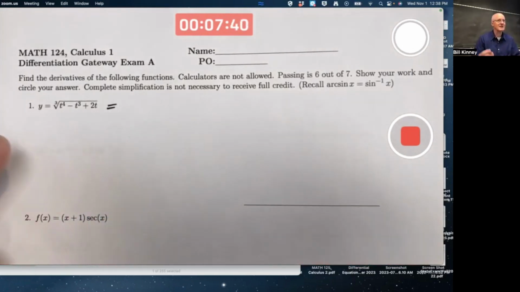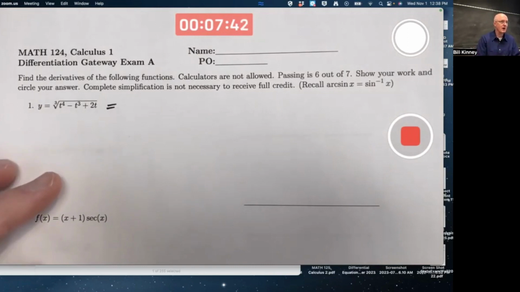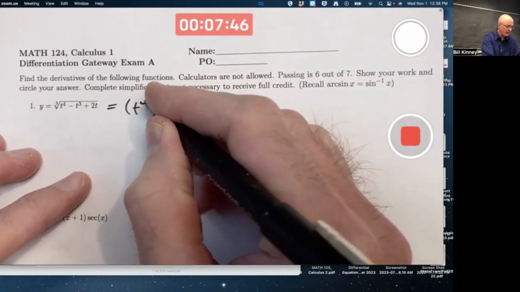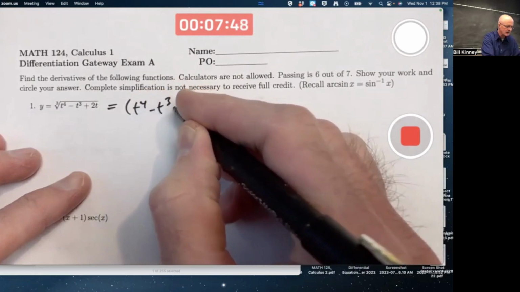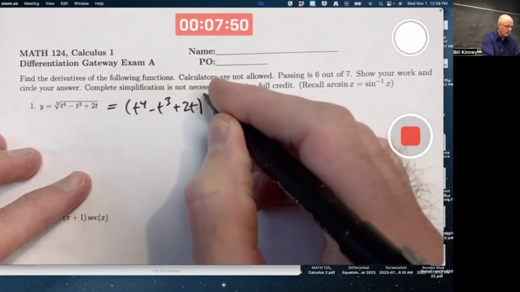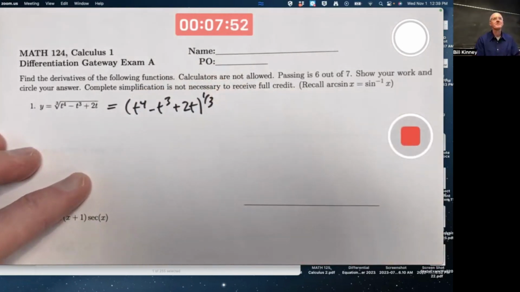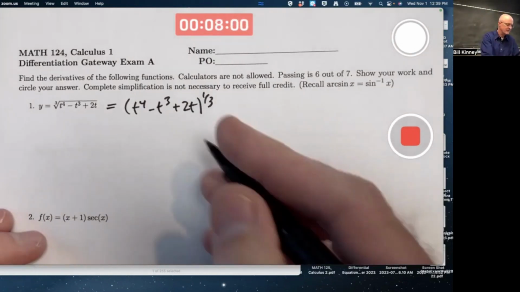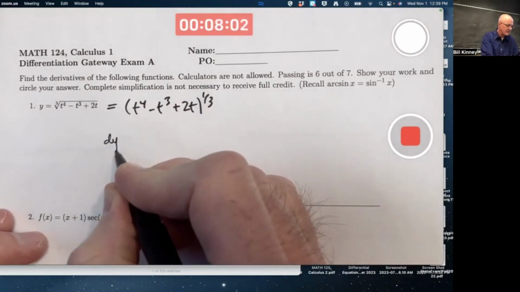First thing, you would definitely want to do is write this as a power. You'd want to write it as t to the fourth minus t cubed plus 2t, to the 1/3 power. Okay. Few people didn't do that. Most of you did that. Few people didn't. That's the very first thing to do. Now we find the derivative based on that.